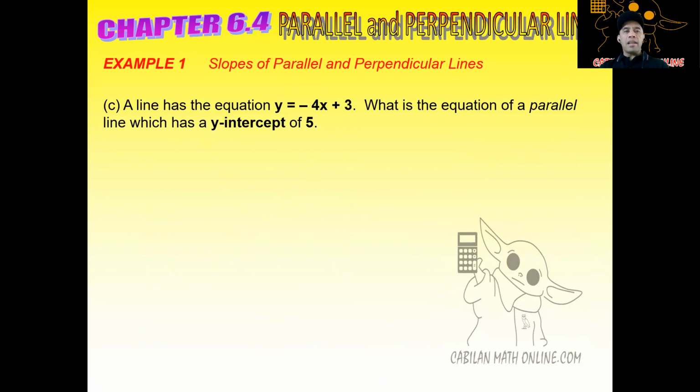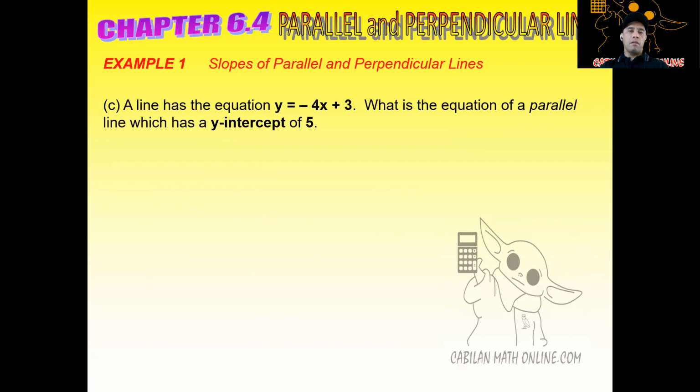So it says here, a line has equation y equals -4x plus 3. And what we want to do here is to find the equation of another line that is parallel to this one and has a y-intercept of 5. Now take a moment to read that question again, because there's a lot of key words in there that's going to help us determine how we're going to approach this kind of question.